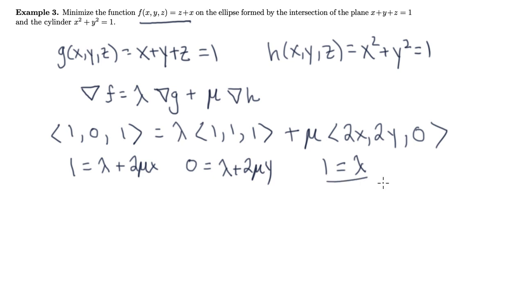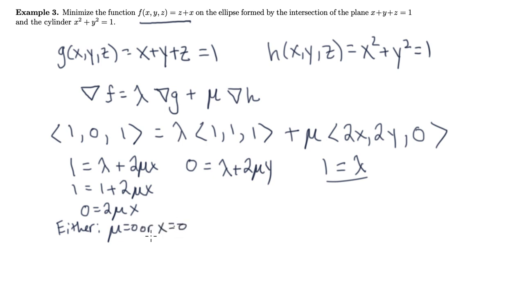But that's great because now we actually know what lambda is. So then if we plug in lambda equals 1 into this equation, we get 1 is equal to 1 plus 2 mu x, or 0 is equal to 2 mu x. So either, we're just doing it again by cases, mu is 0, or x is 0. So there's our two cases that we get by solving this equation. Because the product of those two variables is 0, one of them has to be 0.